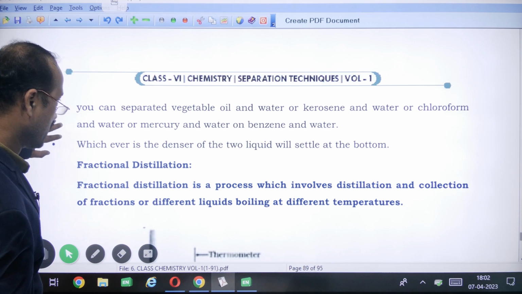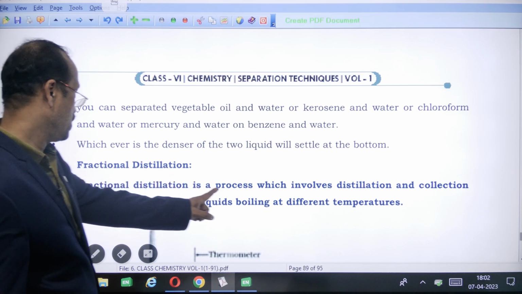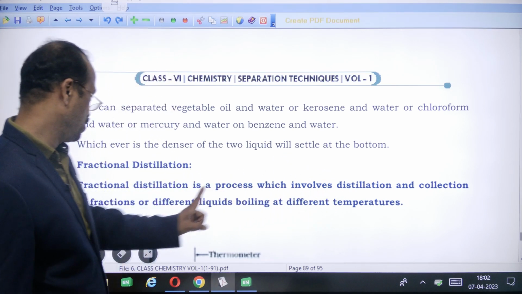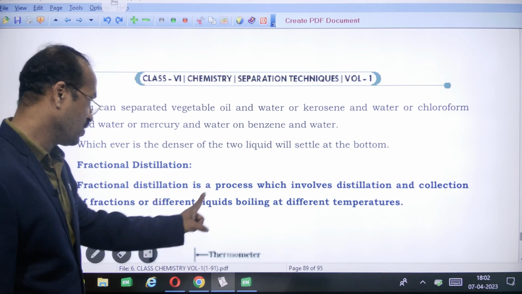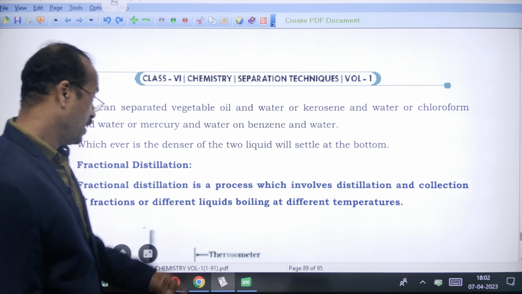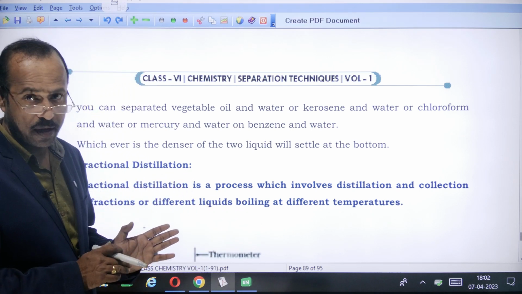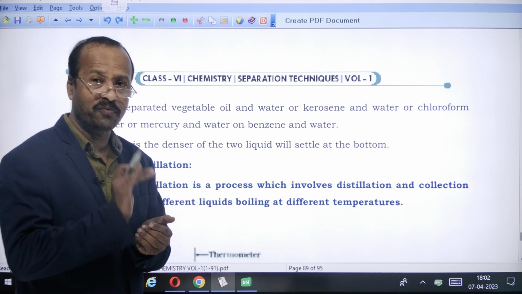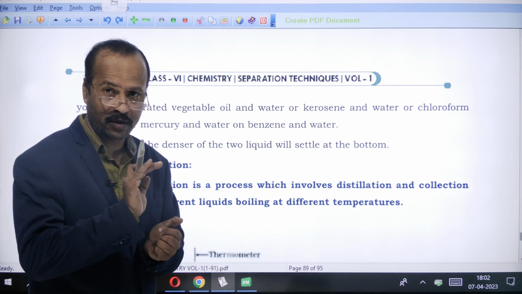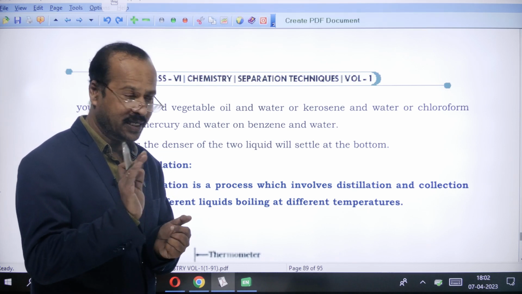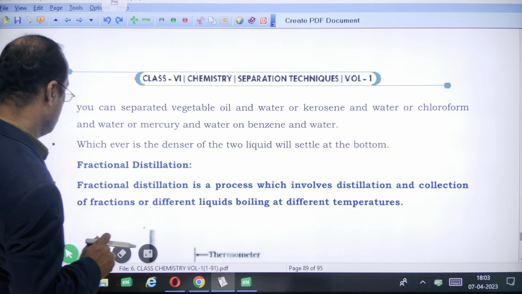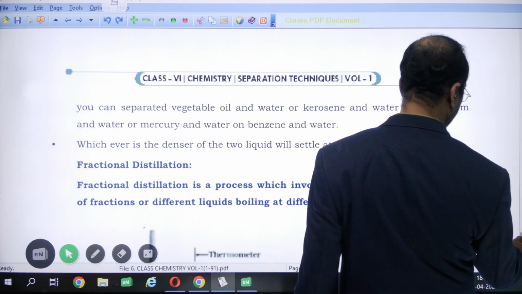So, see fractional distillation. Fractional distillation is a process which involves distillation and collecting fractions of different liquids boiling at different temperatures. So here also it is the same, but the only thing is that the boiling point difference should be less than 25 to 30 degrees. So, now you see here.